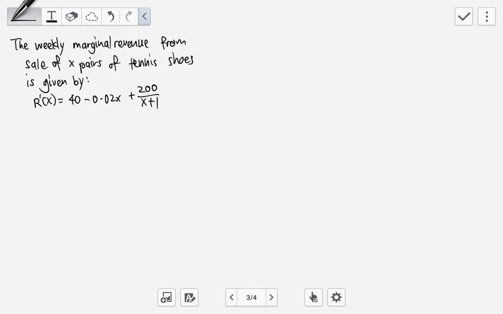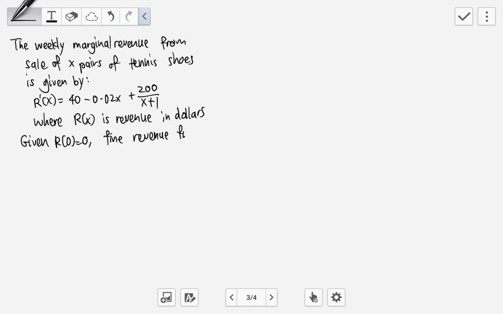Where R(x) is revenue in dollars. Okay, so then given R(0) equals 0, find the revenue function, and find revenue from sale of 1,000 pairs of shoes.